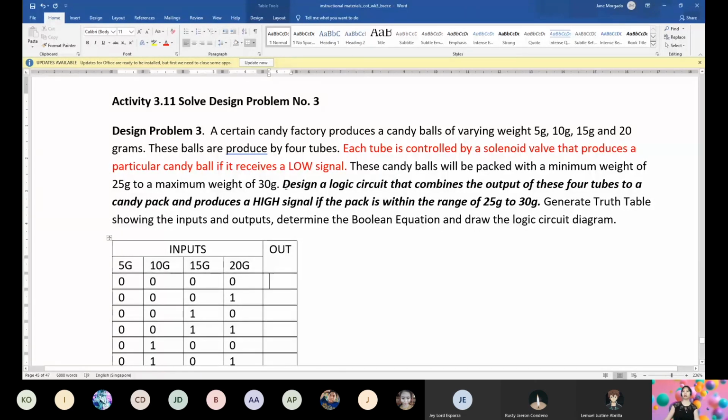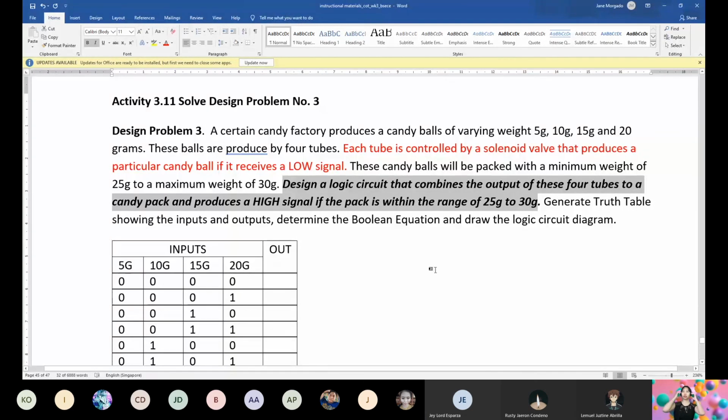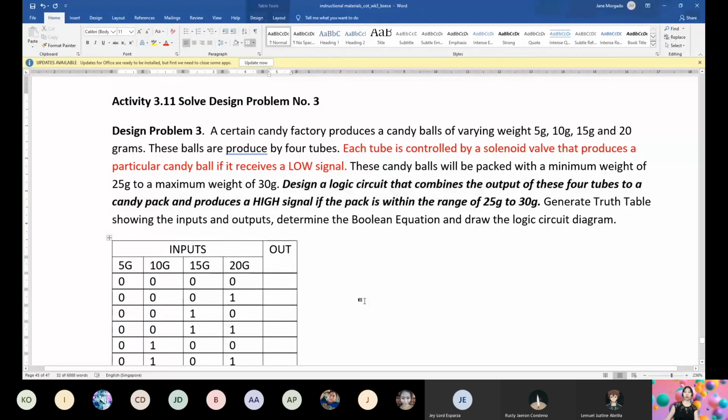It says here, for the output: design a logic circuit that combines the output of these four tubes to a candy pack and produces a high signal if the pack is within the range of 25 to 30 grams. So if you have this combination, we'll have an output of 50 grams. Therefore, the output is 0. Okay, 0. Why 0?